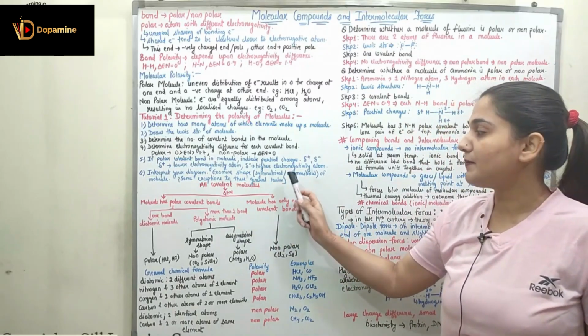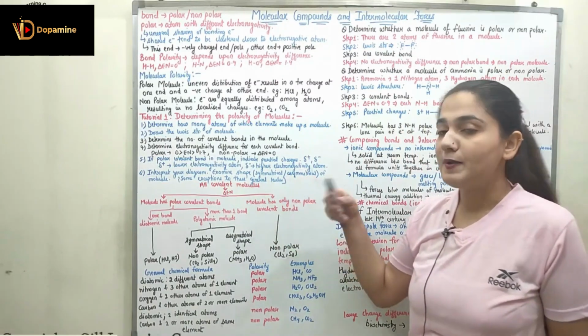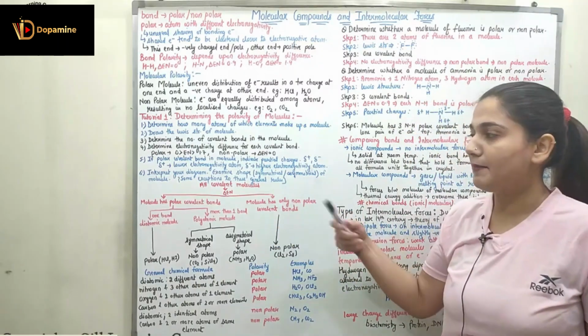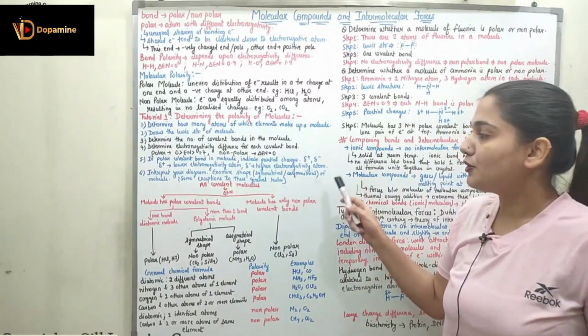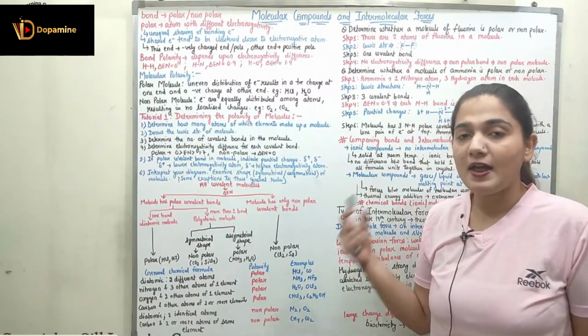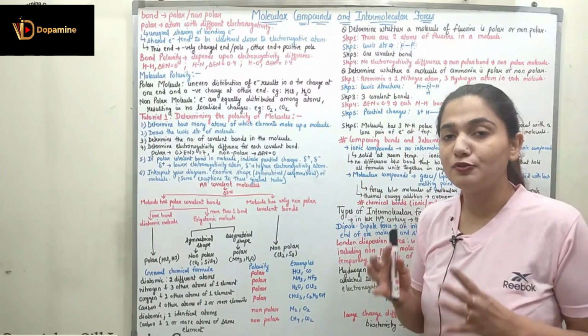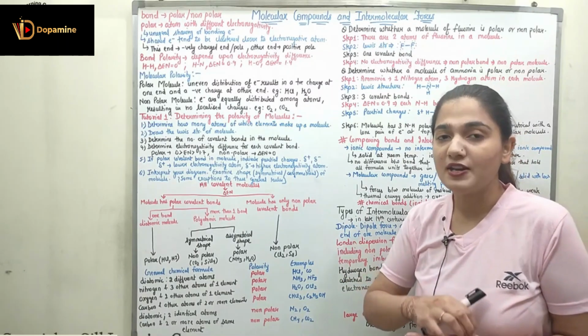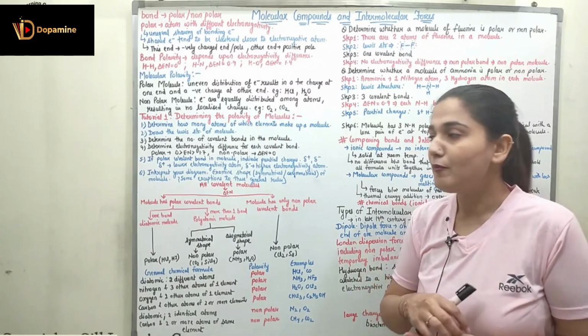Now if the shape is symmetrical, then I will not have any polarity. If I have an asymmetrical shape, then my molecule would be polar. So we have some exceptions to these general rules as well, and we need to know that based upon these exceptions we can have some variations in the polarity of the molecule.